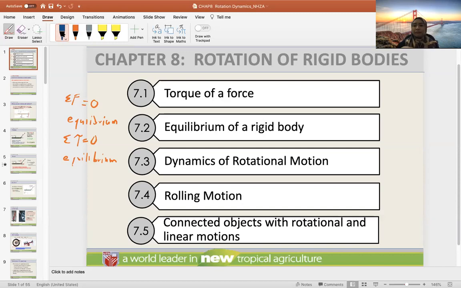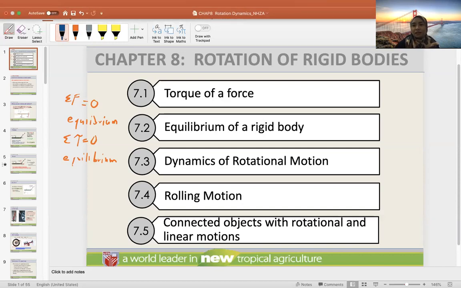Sama juga macam rotating body. When there's no acceleration clockwise, there's no acceleration anti-clockwise. So torque equals to 0. So in the angular quantity world, torque is equivalent to force. Kalau dalam linear, kita cakap force. In the angular quantity world, we refer to this as torque. Okay, so what is torque?